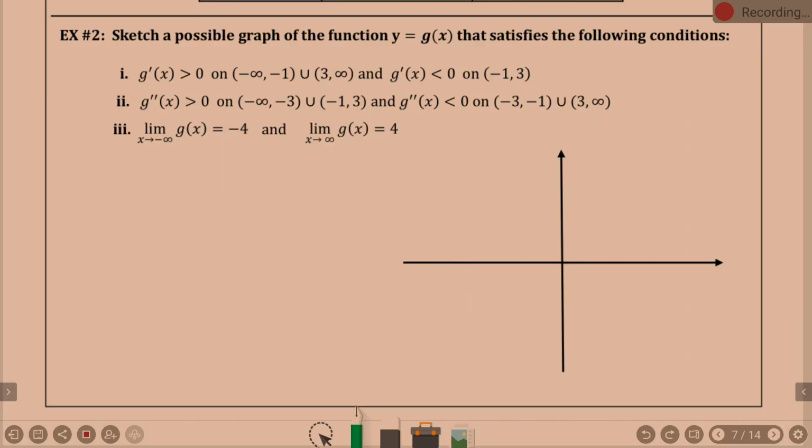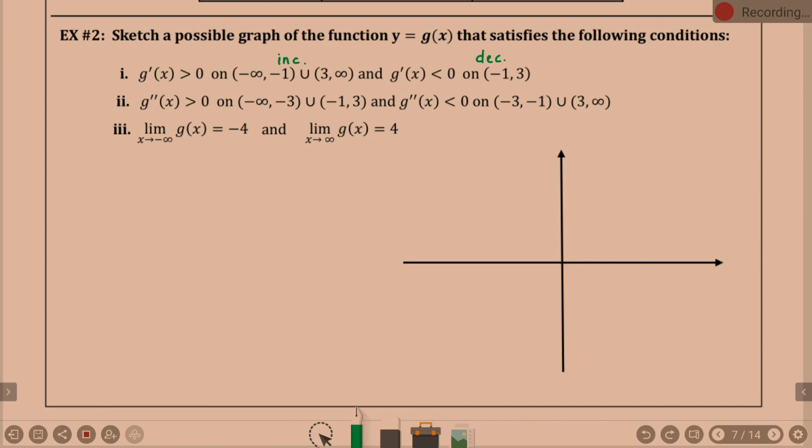Okay, 2. Sketch a possible graph of the function g of x that satisfies the following conditions. Condition 1. g prime of x is greater than 0. What does that mean? So g prime of x is greater than 0, so we're going to be increasing on these intervals here. And g prime of x less than 0 means we're going to be decreasing on this interval here.